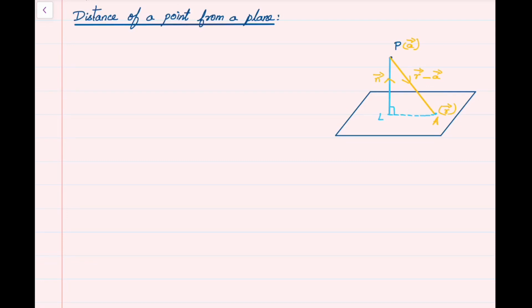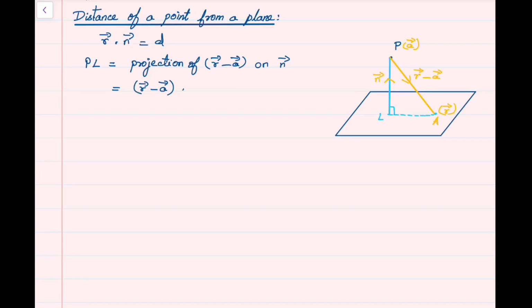Let the equation of the plane be vector R dot vector n is equal to D. Now, the distance PL, that is the distance of a point from a plane, that is nothing but projection of vector R minus vector A on vector n. We know the projection formula. It is R minus A dot vector n divided by magnitude of vector n. Distance is a positive quantity, so we will take the absolute value sign.